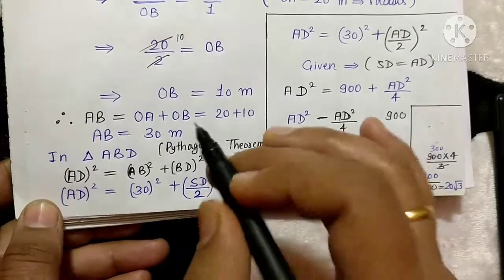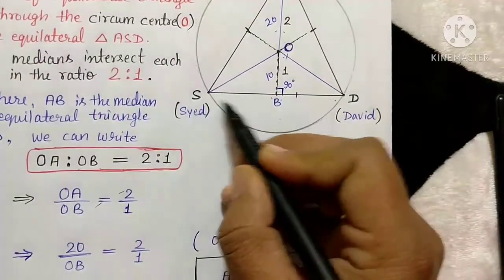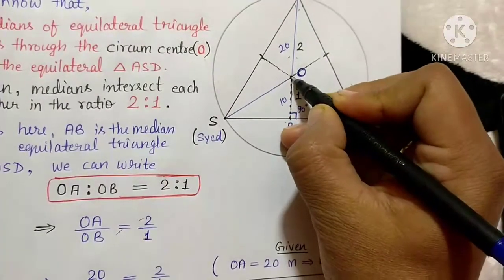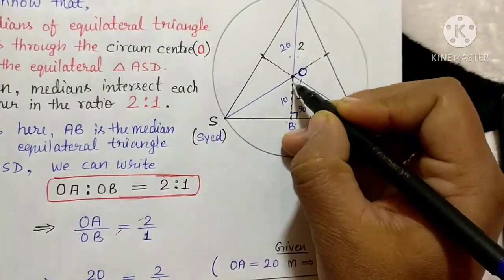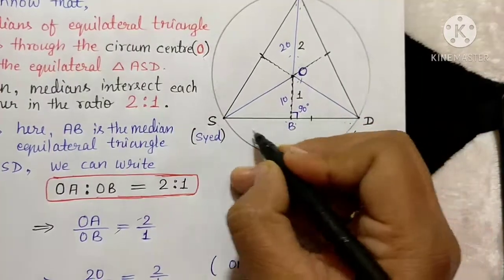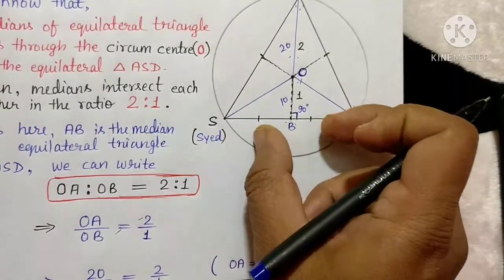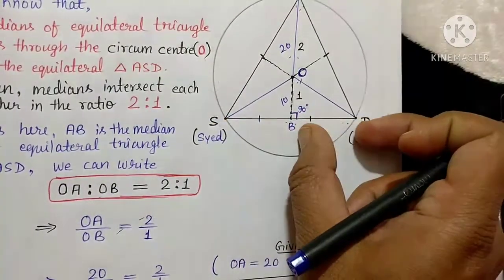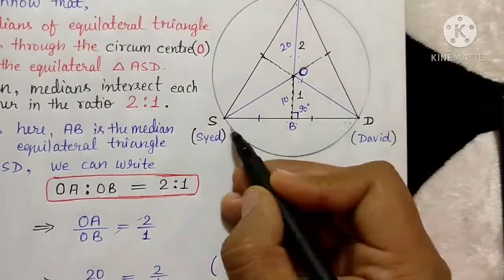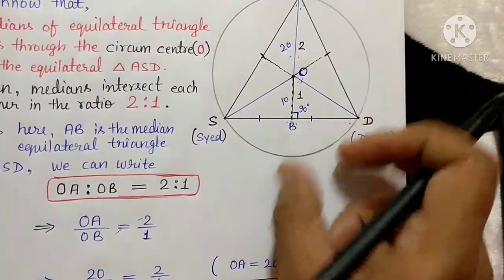BD, now just check BD carefully. BD is just half of SD. Why am I saying this? Because we have learned a theorem: a perpendicular from the center point on the chord bisects the chord. It means SB, or you can say BS, equals BD. They are equal length. So for BD I can write half of SD. This BD is half of SD. Okay, so I can write.